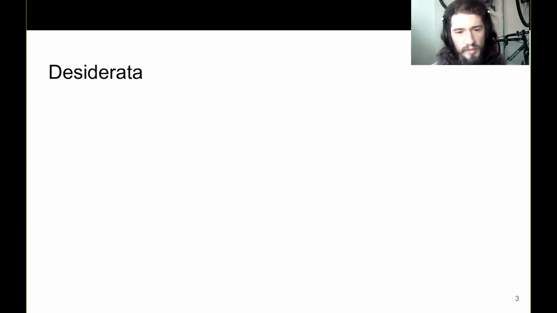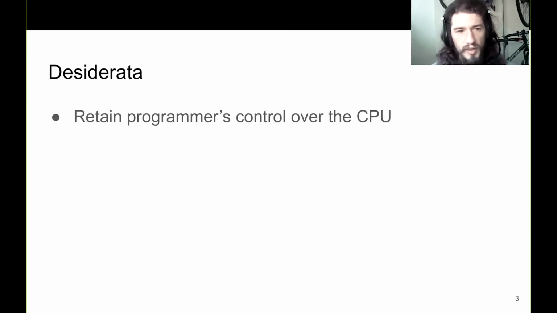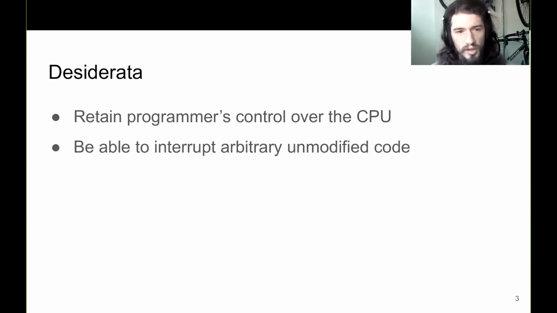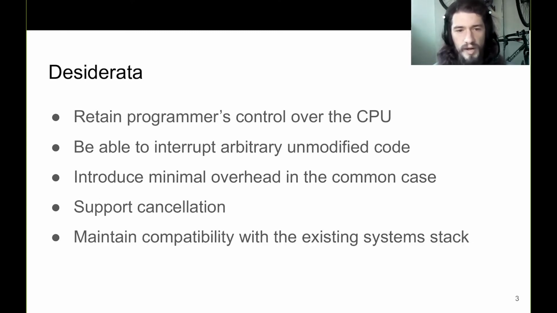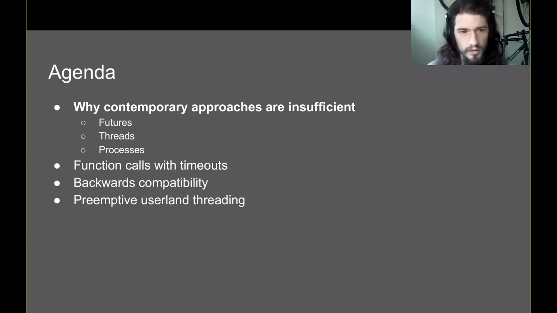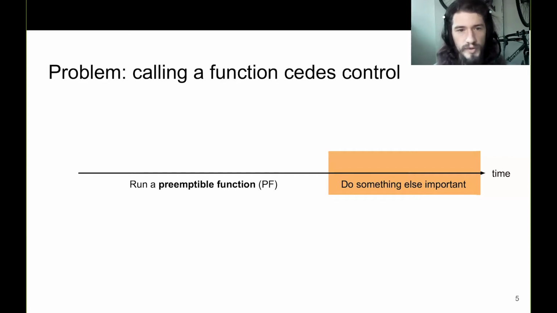More generally, what we're talking about here is giving the programmer the ability to retain control over the CPU, allowing them to interrupt arbitrary unmodified code, while introducing minimal overhead in the common case, supporting cancellation, and maintaining compatibility with the existing systems stack. I'm going to start by talking about why the abstractions in our current system stack are ill-suited to this problem. And we'll start with the simple function call.